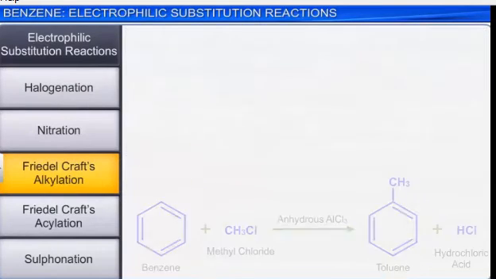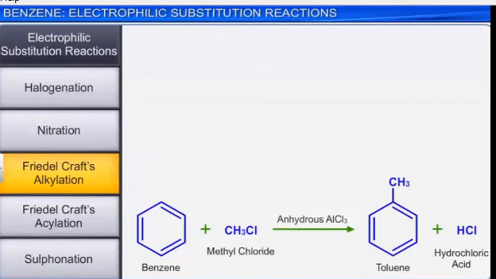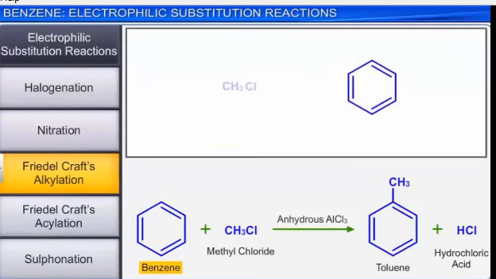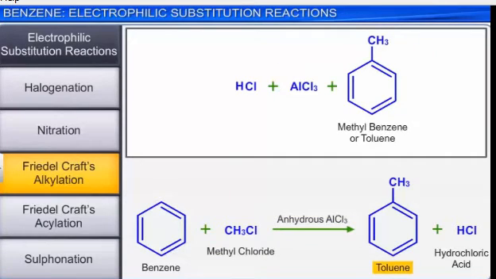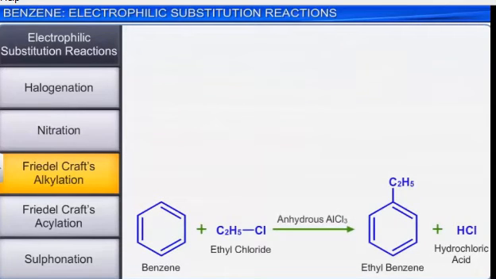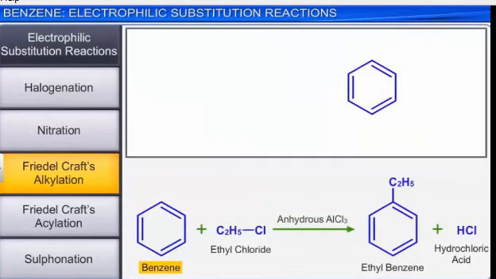For example, when benzene is treated with methyl chloride in the presence of anhydrous aluminium chloride, it results in the formation of methyl benzene or toluene. Similarly, benzene reacts with ethyl chloride in the presence of anhydrous aluminium chloride to form ethyl benzene.